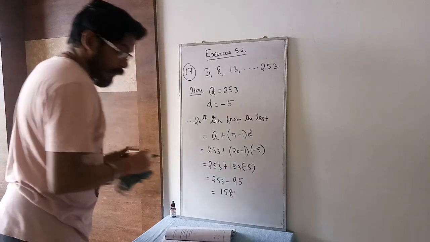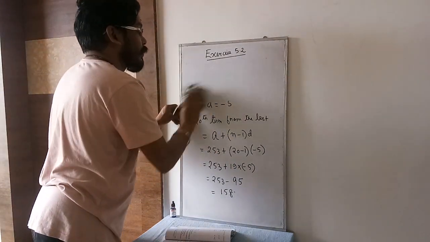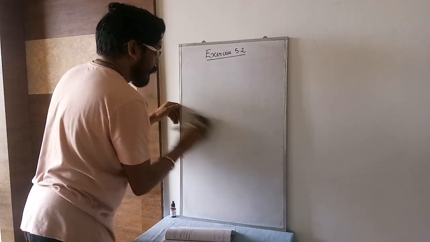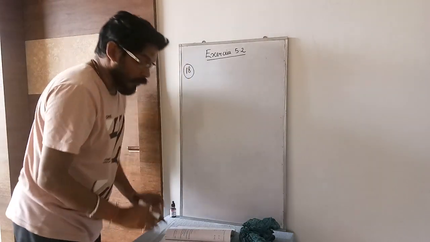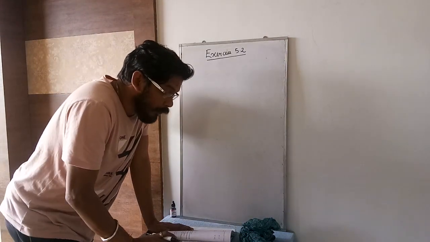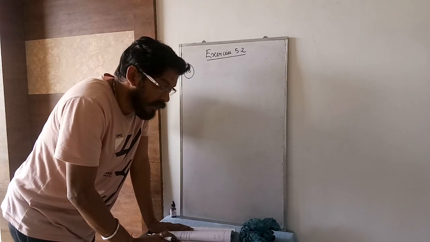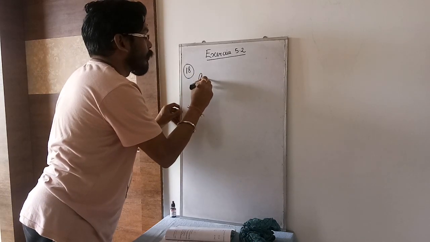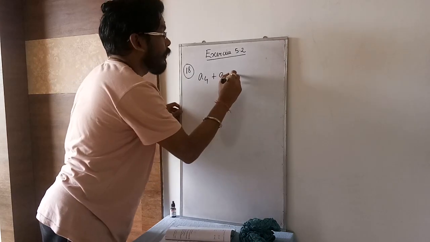Okay, now question number 18 also you can give star mark. Question number 18. So what did they say? The sum of the fourth and eighth term of an AP is 24. Sum of the fourth and eighth term. So fourth term means A4 plus eighth term. Given sum is 24.